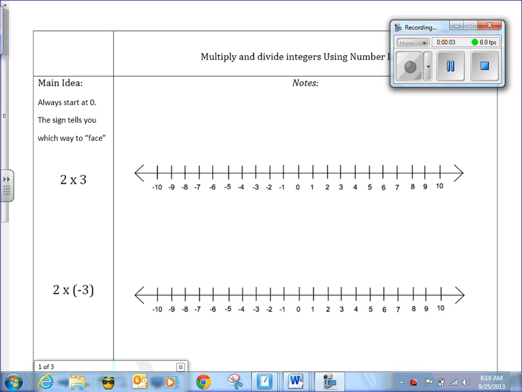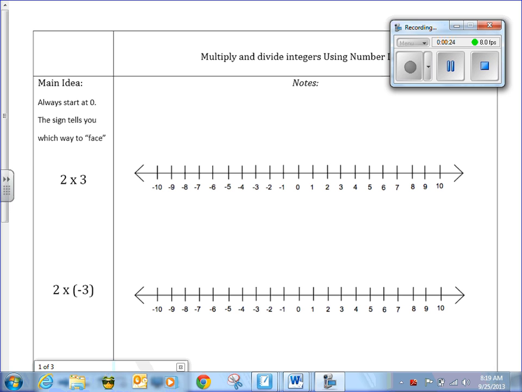Now we want to talk about multiplying and dividing integers using the number line. We want to go ahead and use some of the things that we talked about with addition and subtraction and use those concepts to help us out when it comes to multiplication, especially with the symbol in front of the number telling us which way we want to face.